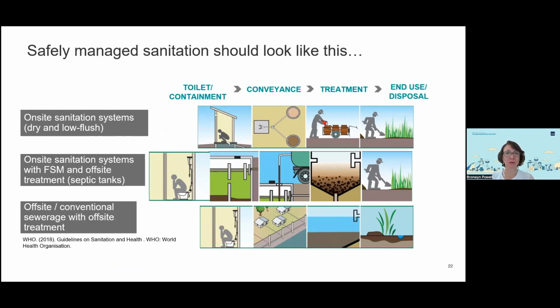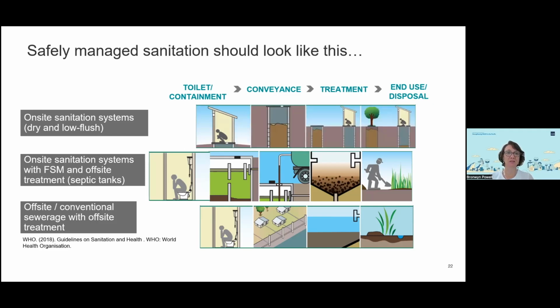Fantastic background for everyone. So moving back into sanitation, for those who are already working in on-site sanitation, you're probably familiar with what we call the Green Book, the WHO Guidelines on Sanitation and Health. This is what the Green Book says safely managed sanitation should look like: from containment, the toilet or the interface, through conveyance, treatment and end-use disposal. And we see here on-site sanitation systems, so dry and low flush, then on-site sanitation systems requiring faecal sludge management and off-site treatment, such as septic tanks, and then also conventional sewage with off-site treatment.